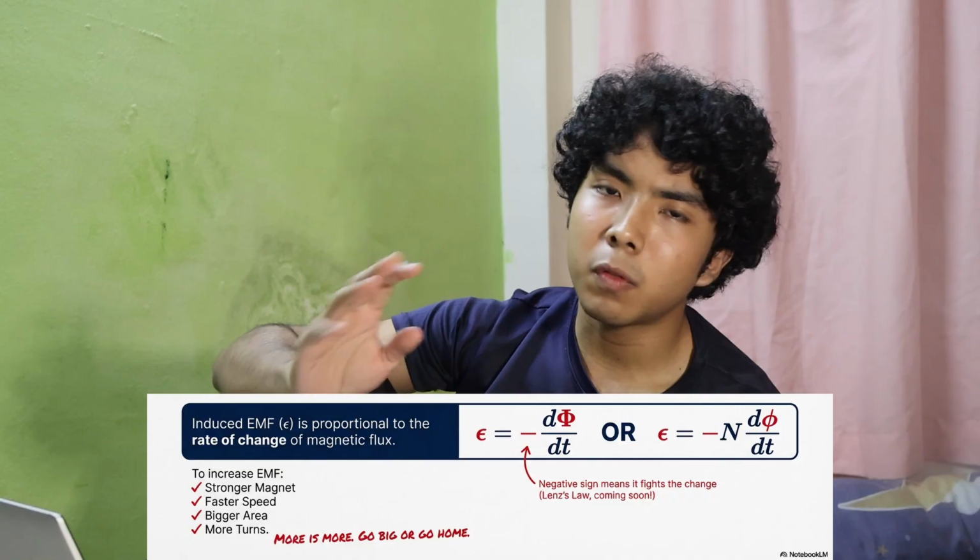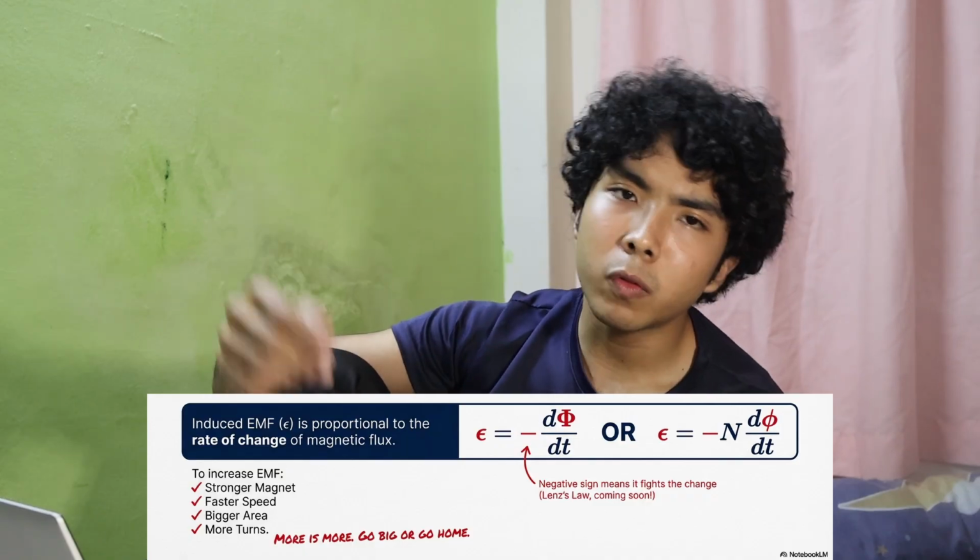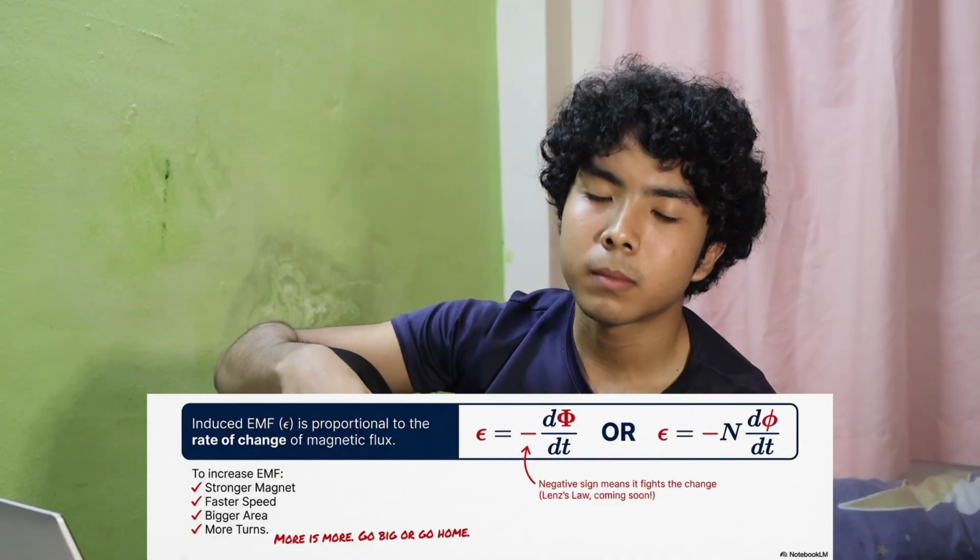This is Faraday's law. It says that induced EMF is directly proportional to the rate of change of flux. Equation is epsilon equals to negative d phi dt. If coil have many turns, you put N in front of d phi dt. But why got negative sign?